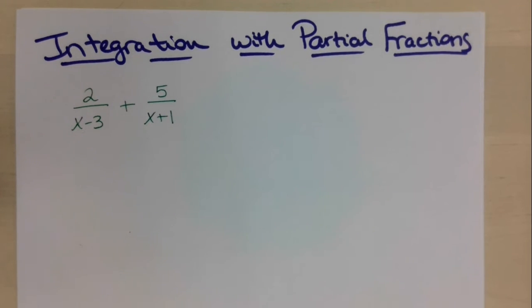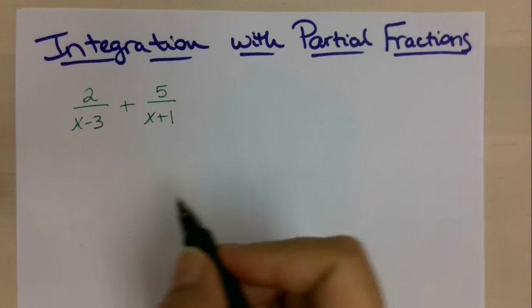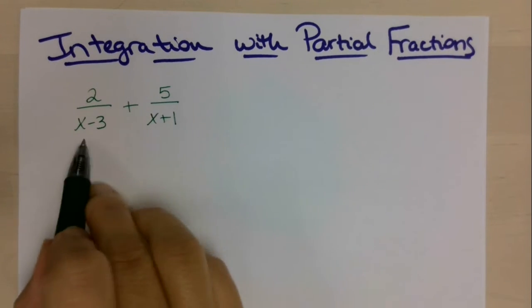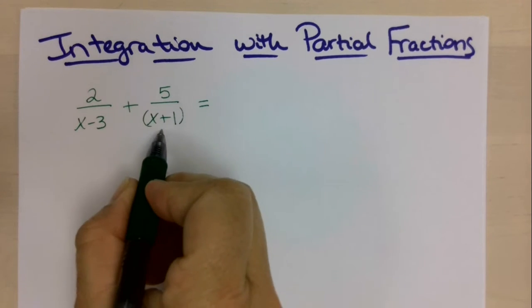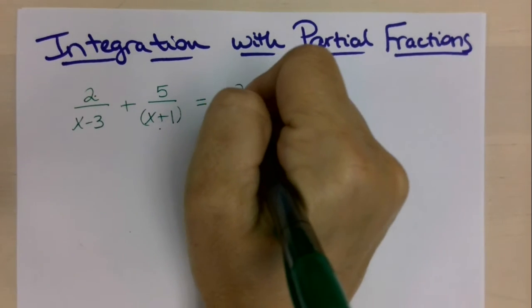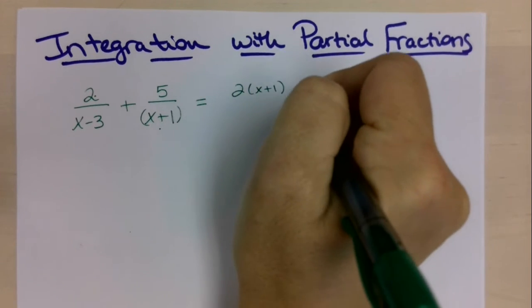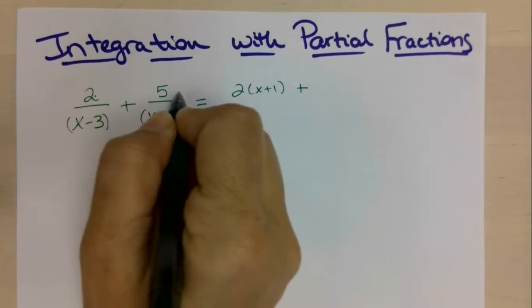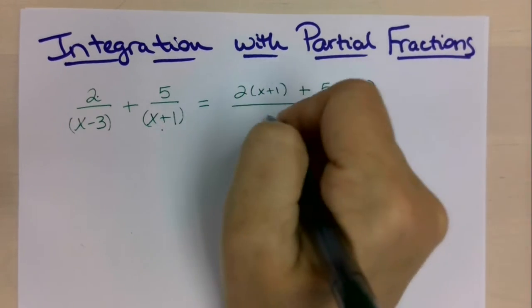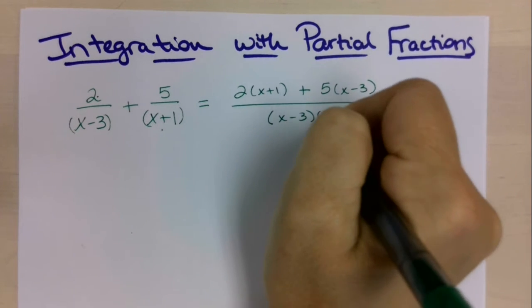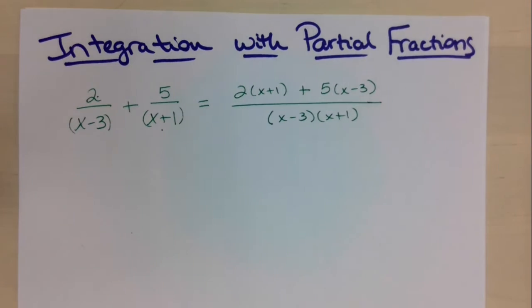What I'm going to do is add these two rational expressions together. In order to do that, I need to get a common denominator. So I'm going to multiply x plus 1 times the 2, and I'm going to multiply x minus 3 over here times the 5, and then put the whole thing over x minus 3 times x plus 1.